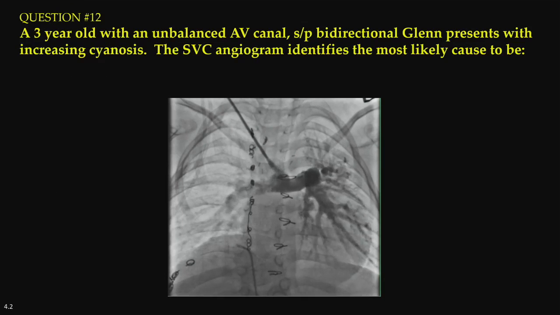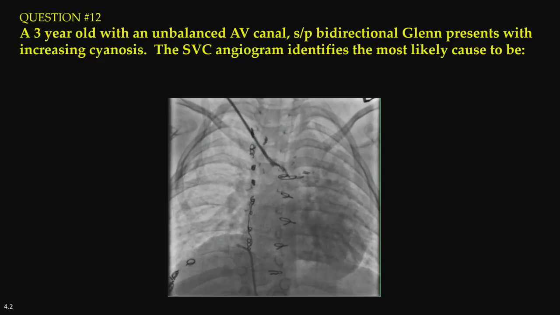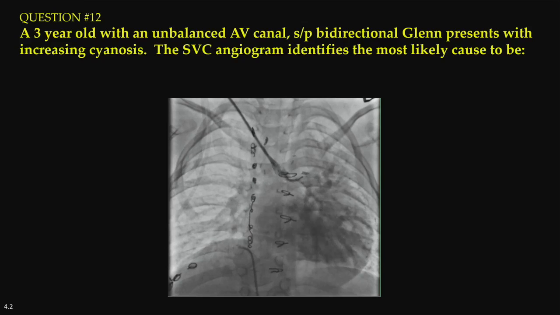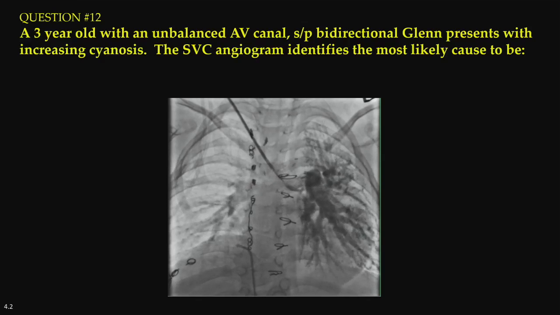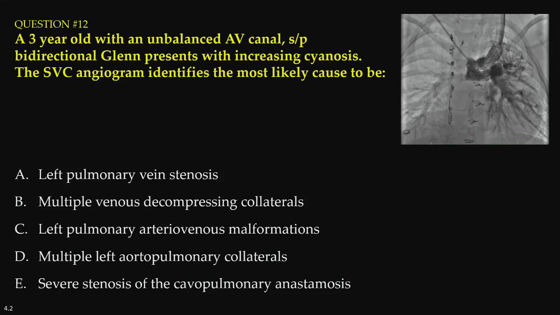All right, next question. A 3-year-old with an unbalanced AV canal, status post a bidirectional Glenn, presents with increasing cyanosis. The SVC angiogram identifies the most likely cause to be what? So here's your angiogram. And here are your options. Left pulmonary vein stenosis, multiple venous decompressing collaterals, left pulmonary arteriovenous malformations, multiple left aortopulmonary collaterals, or severe stenosis of the cavopulmonary anastomosis.